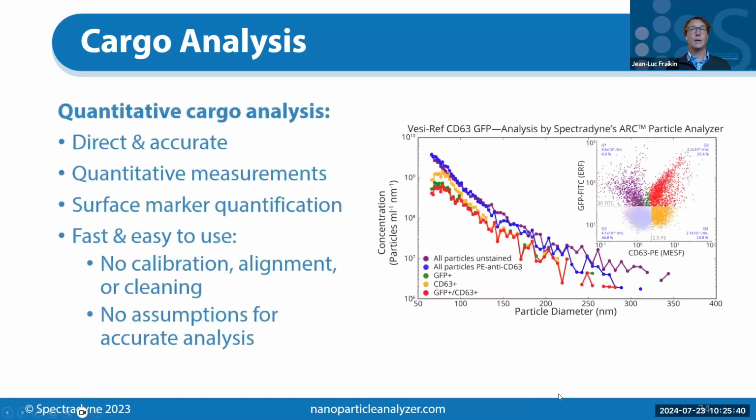Okay. So hopefully this example has shown you direct and accurate measurements of EVs. We measure the size and concentration directly, as well as brightness in quantitative measurements. We've quantified surface markers on the surface of these EVs. And the instrument's very fast and easy to use. We have videos on our website that will show you virtual demos of what the workflow looks like. So that's this example.